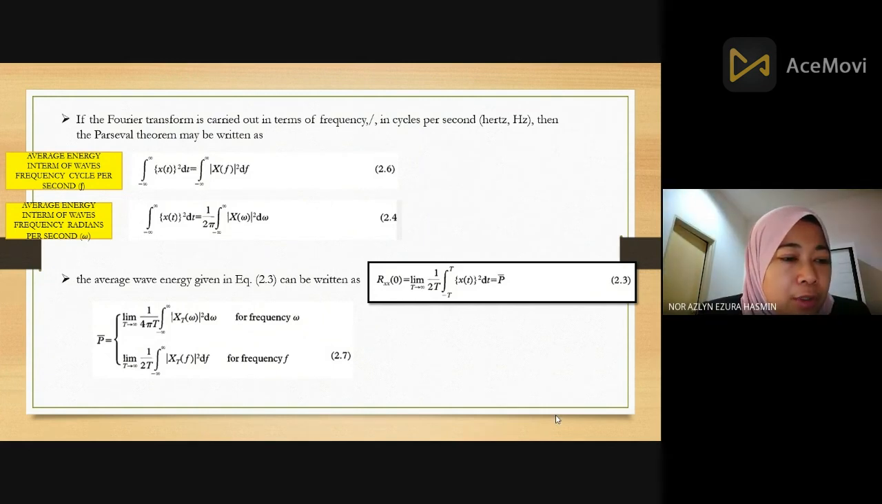Now I will continue to give some brief explanations about the equations from equation 2.7 until 2.11. Based on the explanation given just now, after equation 2.6 and 2.4 are added into equation 2.3, we will get equation 2.7 as shown. Then we will set the limits from T to infinity in order to measure the average wave energy.